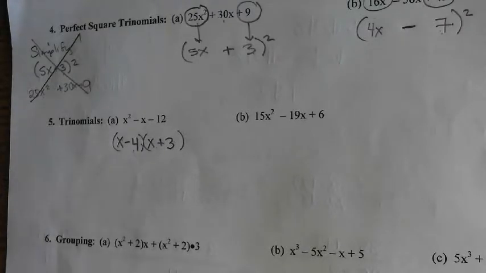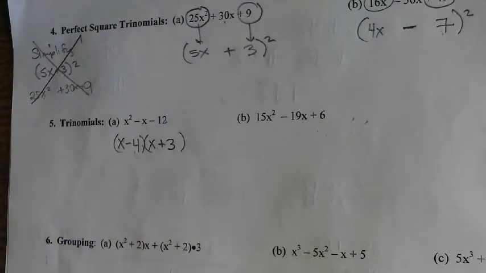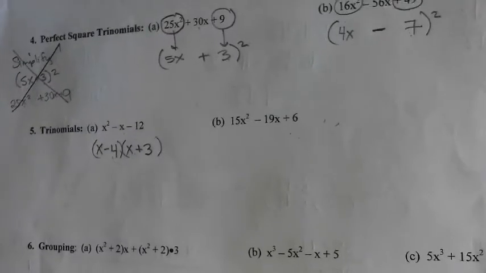B is going to be tougher, and here's why. You can pick 1 and 15 or 3 and 5. And then you're going to have to go through all the combinations of that with 1 and 6 and 2 and 3 or 6 and 1 or 3 and 2. So that's actually not a terrible number of guesses and checks, but let me review with you.